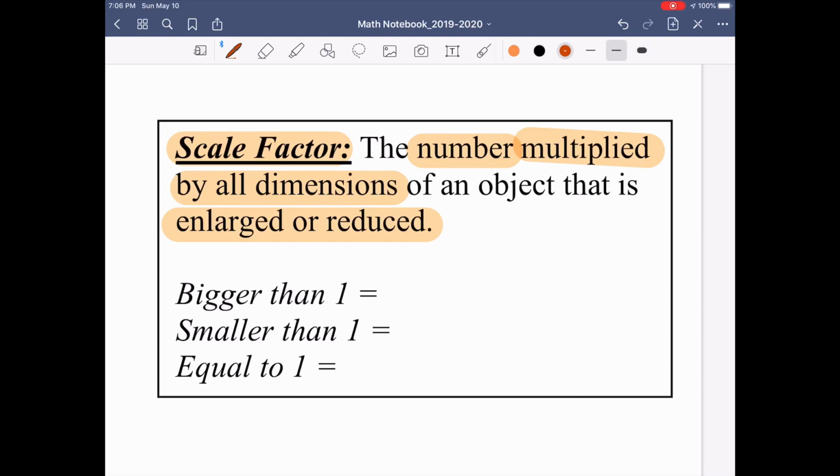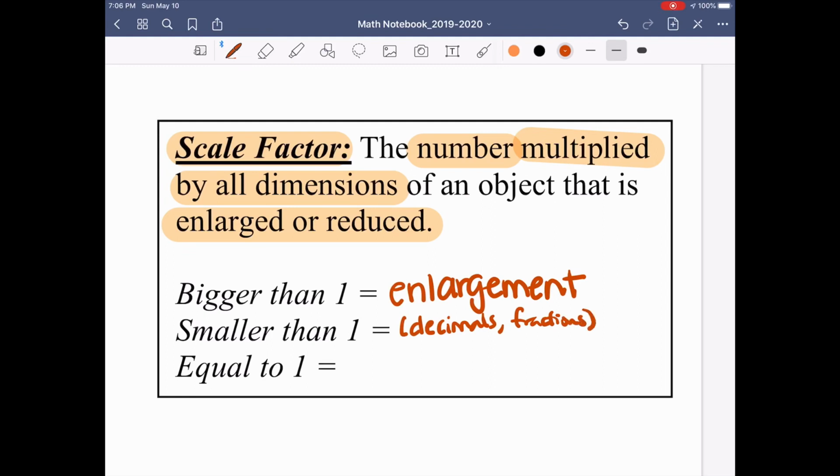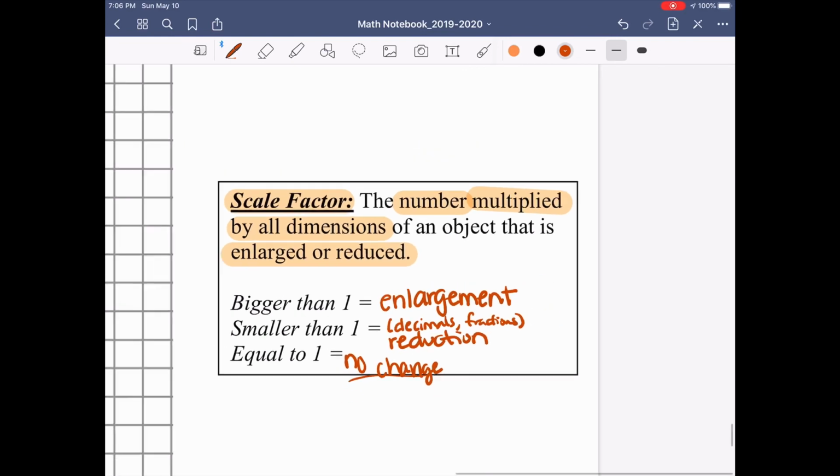So whenever you have a scale factor that's bigger than 1, that's going to indicate that you have an enlargement happening, okay? If you have a scale factor smaller than 1, so these are decimal numbers or proper fractions, this would be a reduction, okay? And if you have a scale factor equal to 1, there is no change in the size of the object, okay? Multiplying anything by 1 doesn't change the number. So no change in the object if the scale factor is 1. So let's go back to this question.